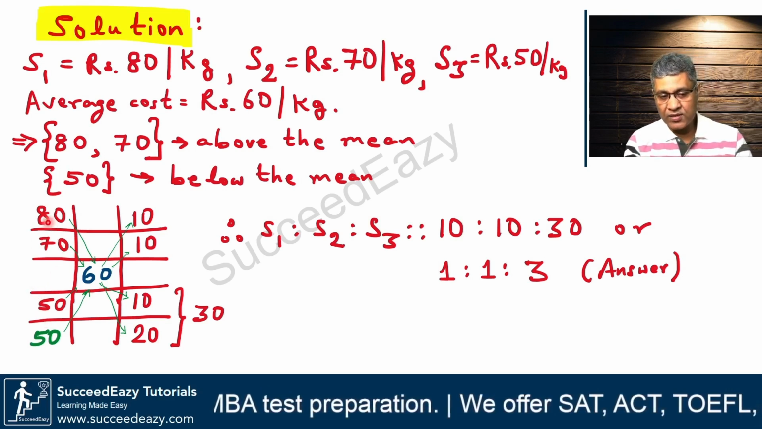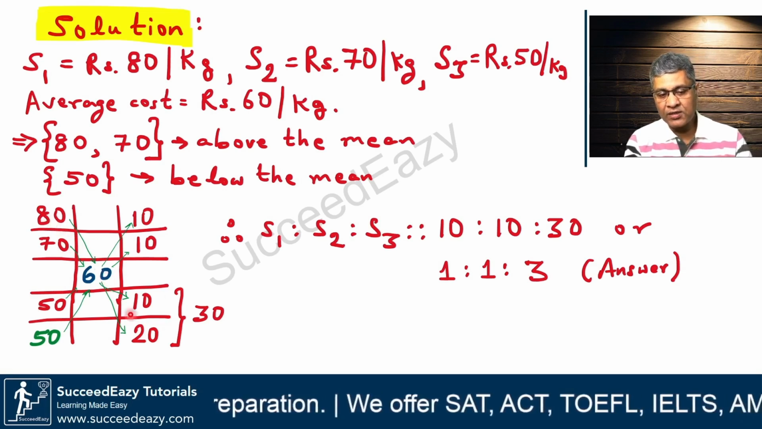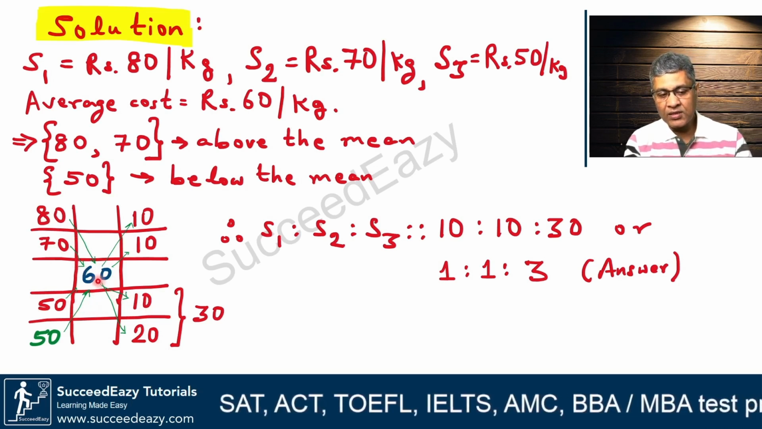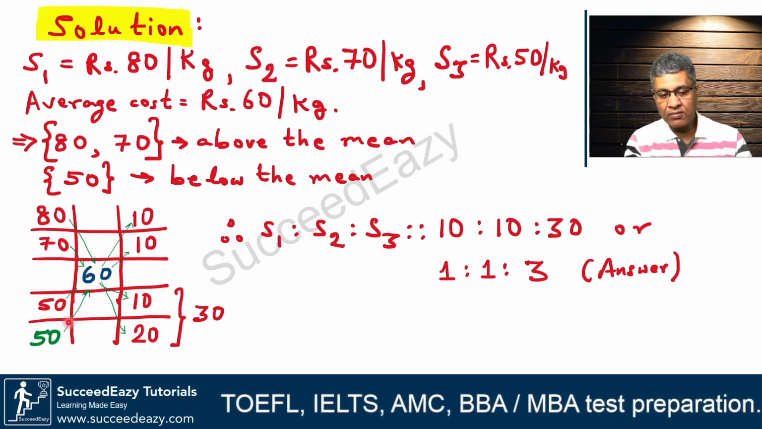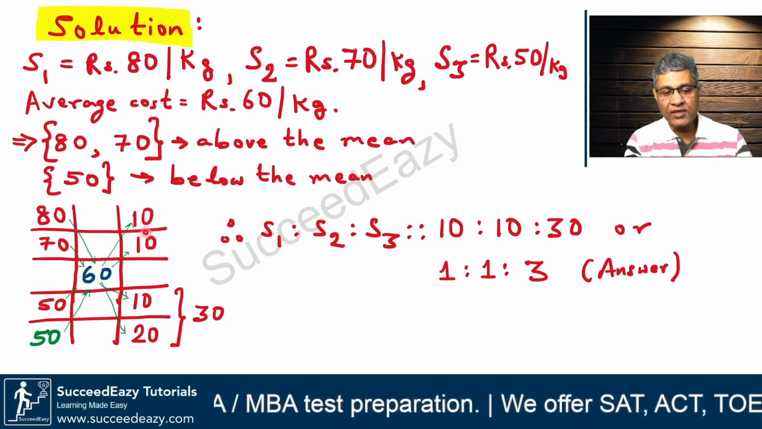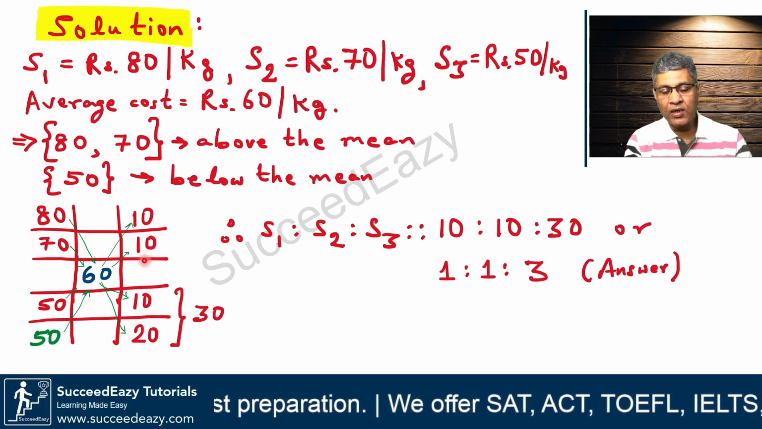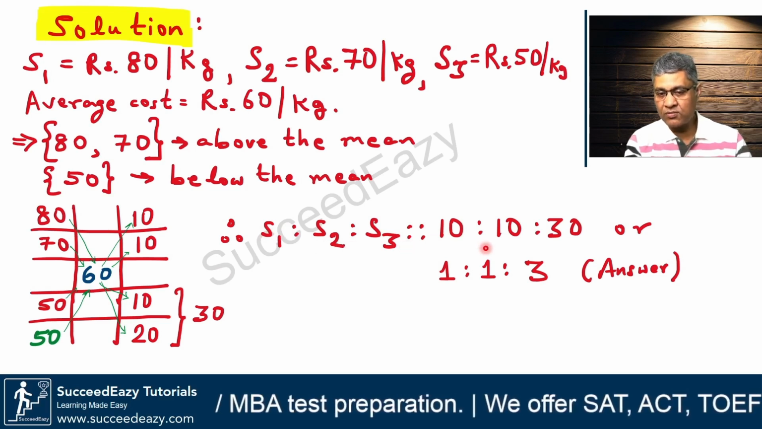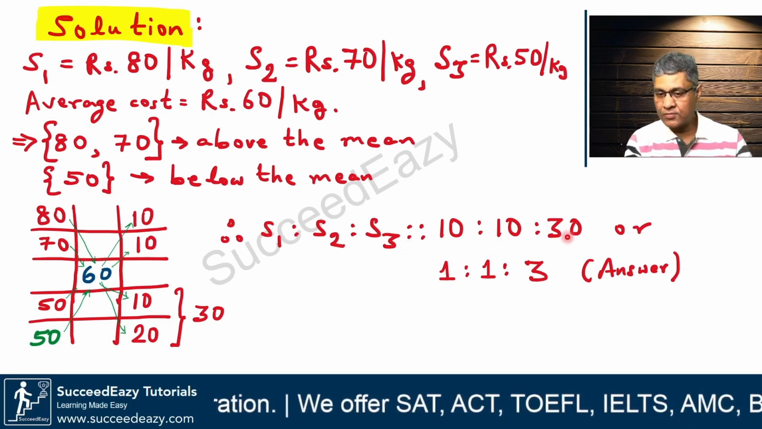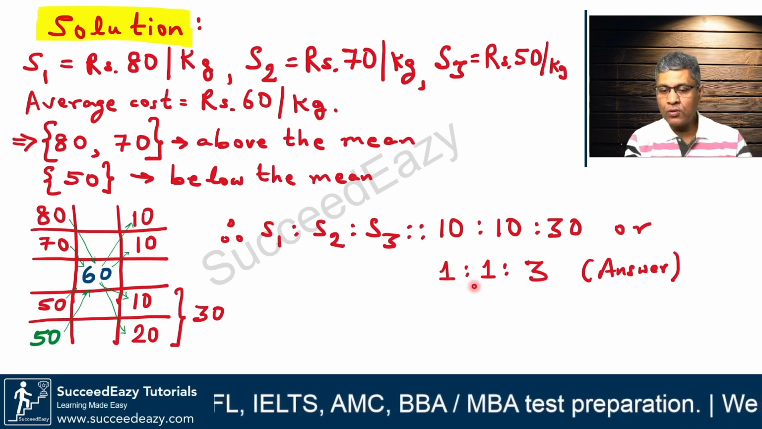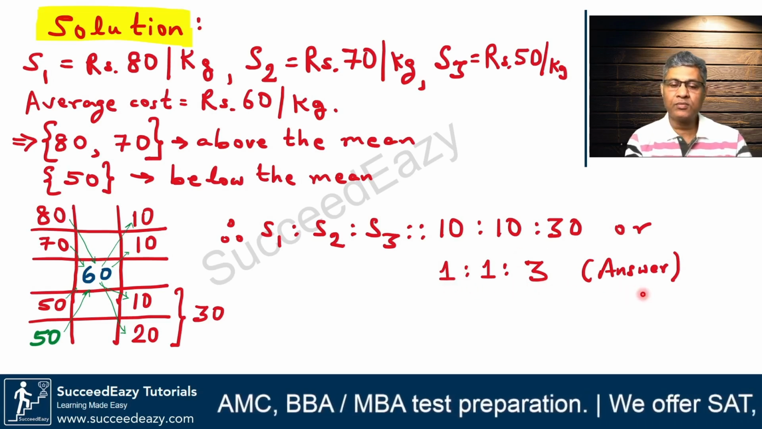Now just take the differences. 80 minus 60 is 20, 70 minus 60 is 10, 60 minus 50 is 10, 60 minus 50 is 10. That's how you go. So here we see 10, 10, 10 and 20. So clearly, either you can take the straight values, so S1 is to S2 is to S3 will be 10 is to 10 is to 30, or you divide everything by 10. So you get the simple ratio 1 is to 1 is to 3. That becomes your final answer.